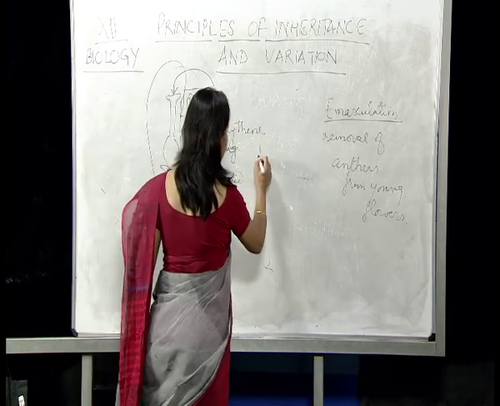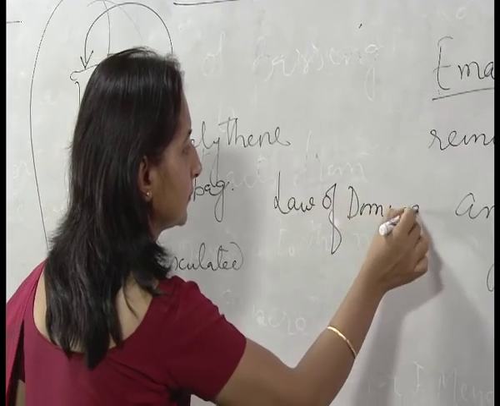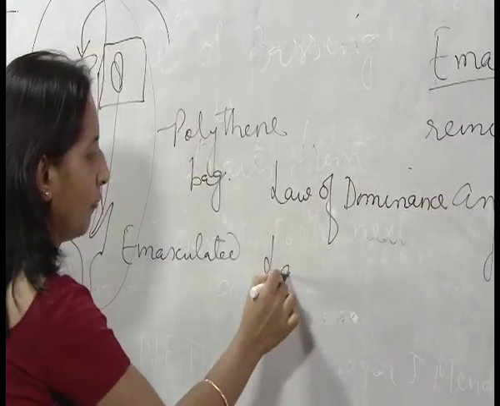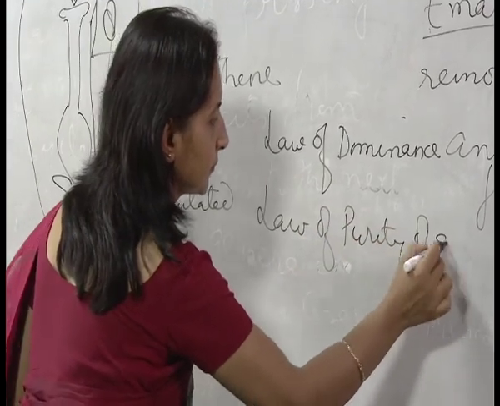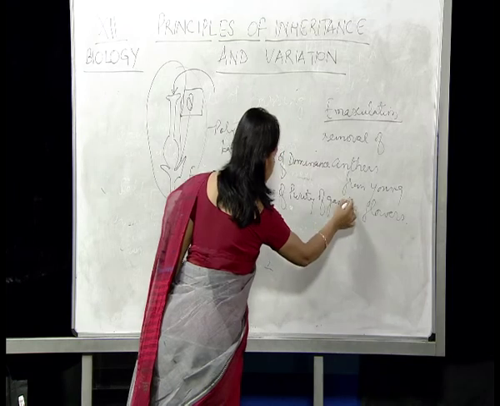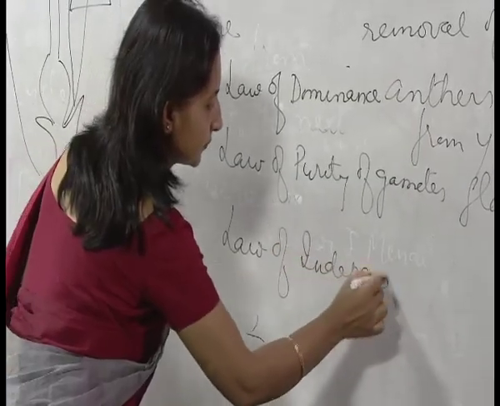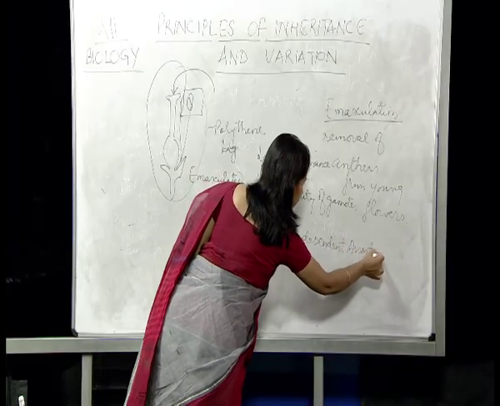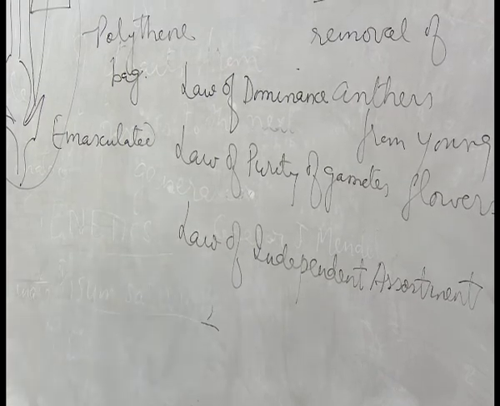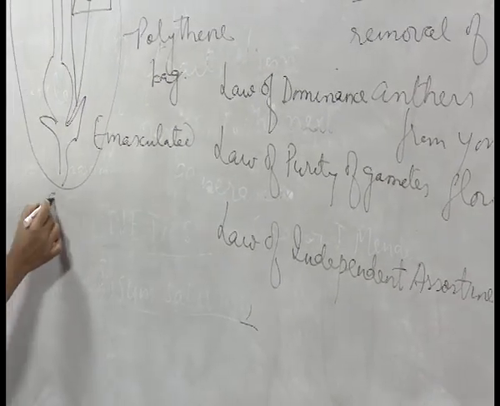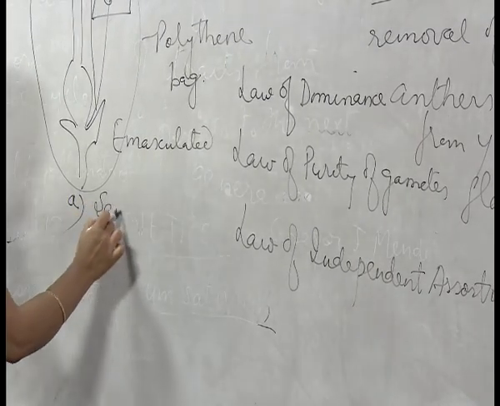The laws which he propounded were law of dominance, law of purity of gametes, and law of independent assortment. While propounding these laws of inheritance, he chose certain characters in his experiments, and there were seven characters or seven traits.